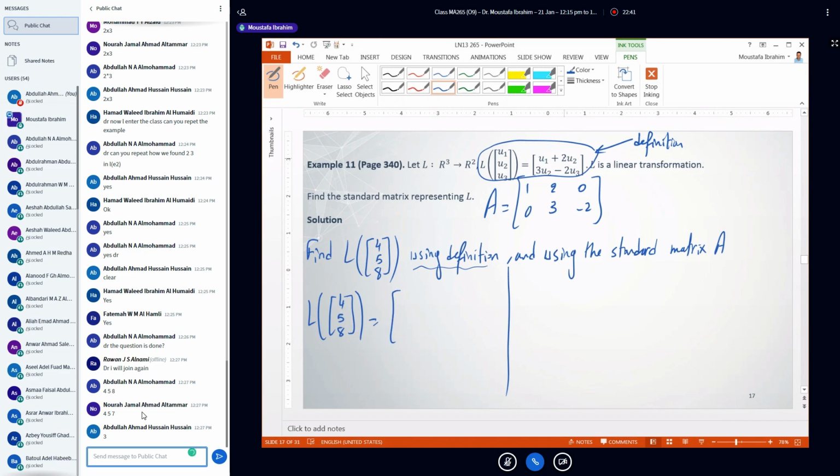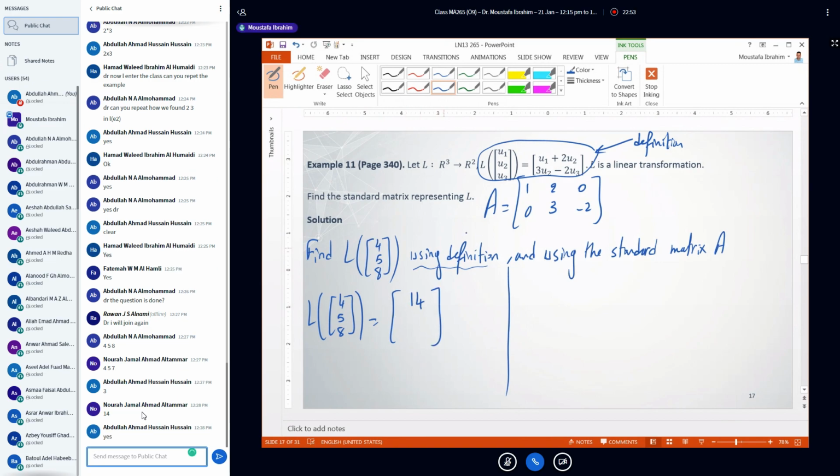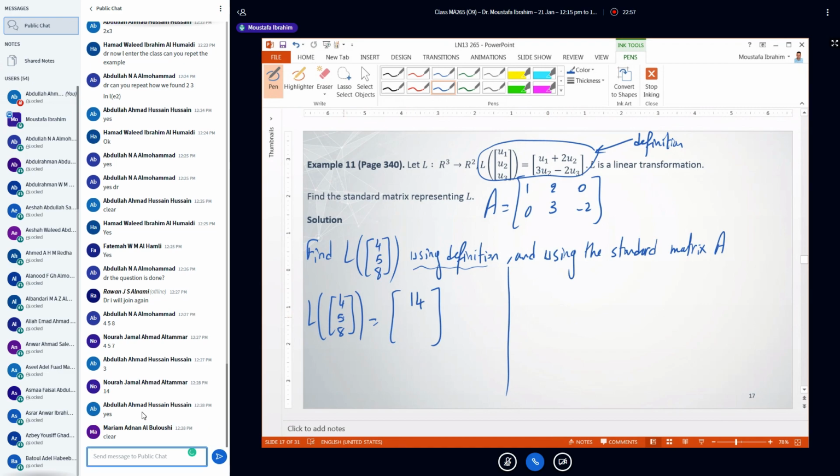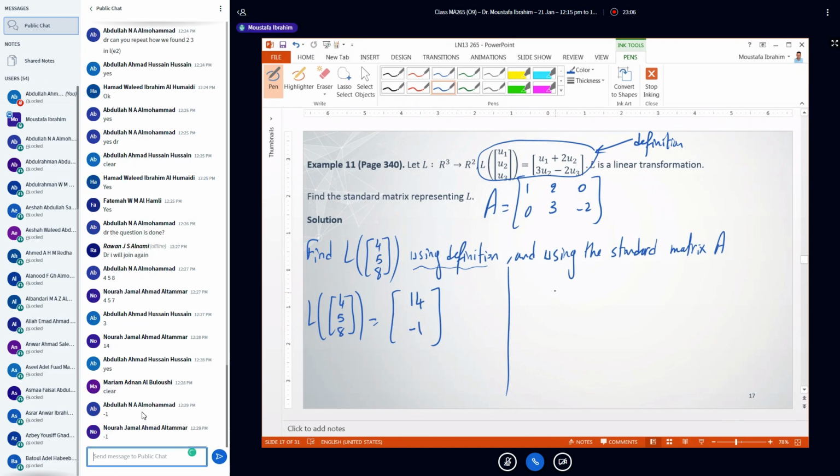So we take first plus 2 multiply second. First, it's 4 plus 2 multiply 5. So what do we get? 14. Clear, guys, all of you, why it's 14? Now, we take 3 multiply second. So 3 multiply 5, it's 15. Minus 2 multiply last one. Minus 16. 15 minus 16, minus 1.